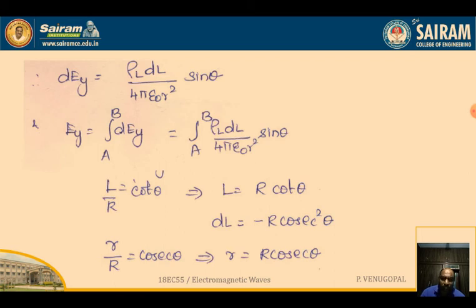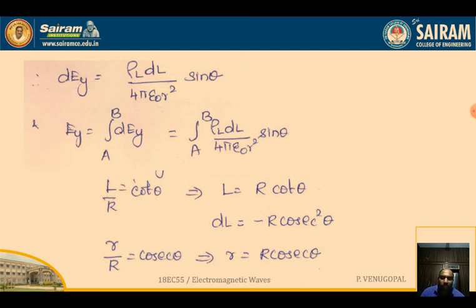Refer to the figure. L by r is cot theta, where theta is the angle between the line joining the elementary length and the point P and the line charge. So L by r is cot theta, and from that we can write L is equal to r cot theta. Then differentiating on both sides, we get dl is equal to minus r cosecant square theta d theta. Now replace dl by minus r cosecant square theta.